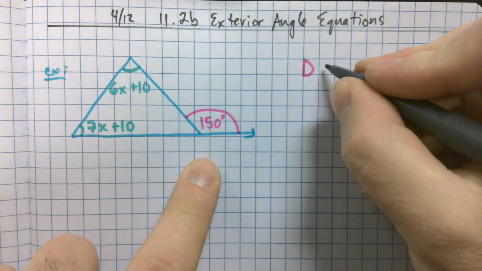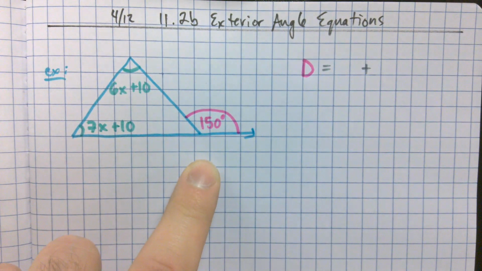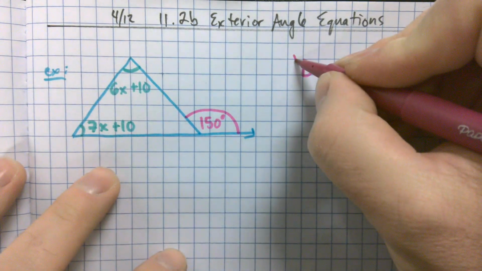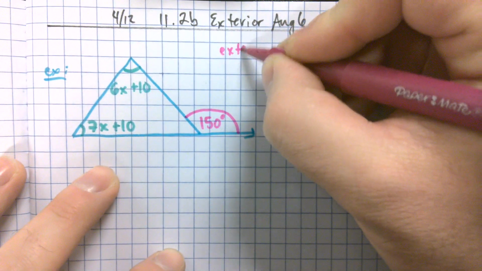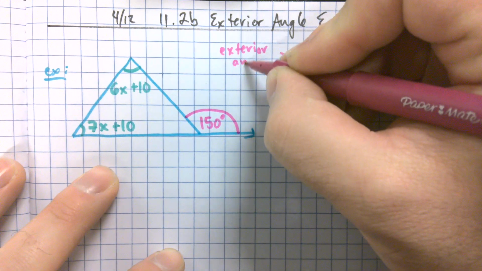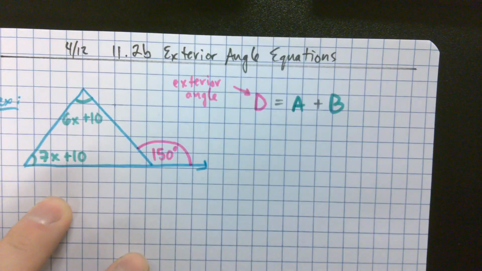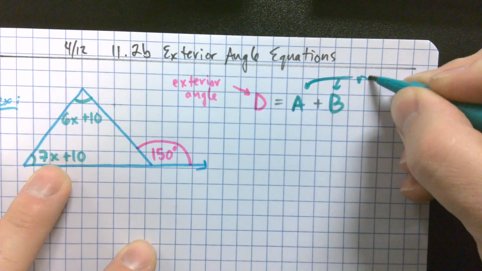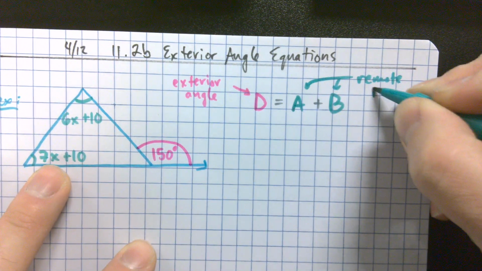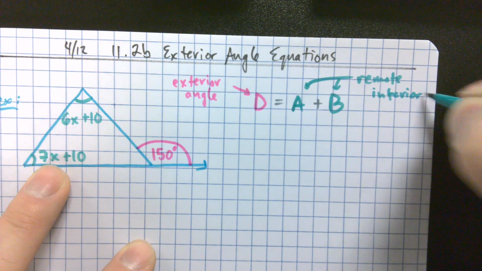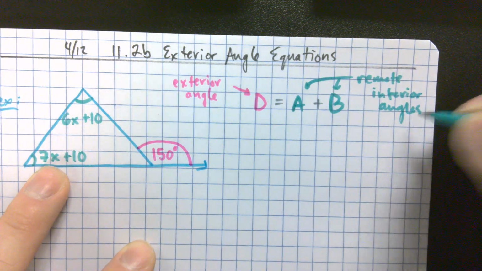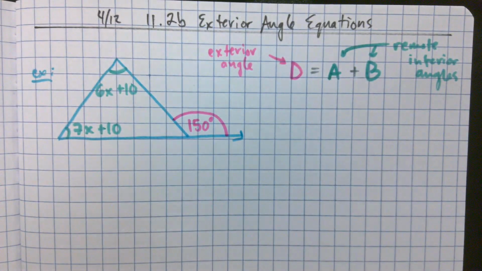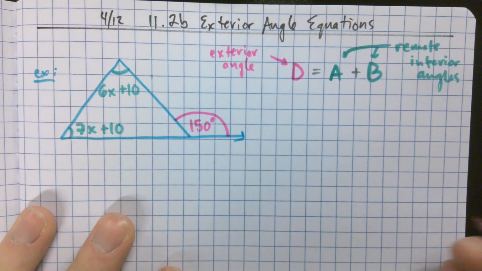So if we're using the formula, D is equal to A plus B, where D is my exterior angle. A and B are my remote interior angles. What are we going to plug in for D? 150.